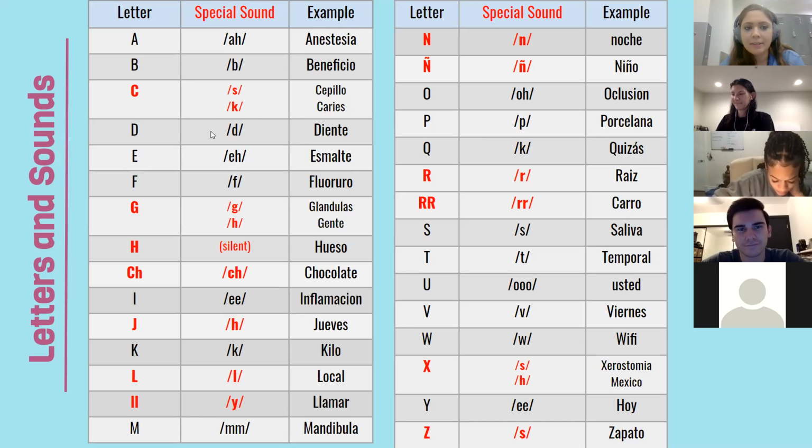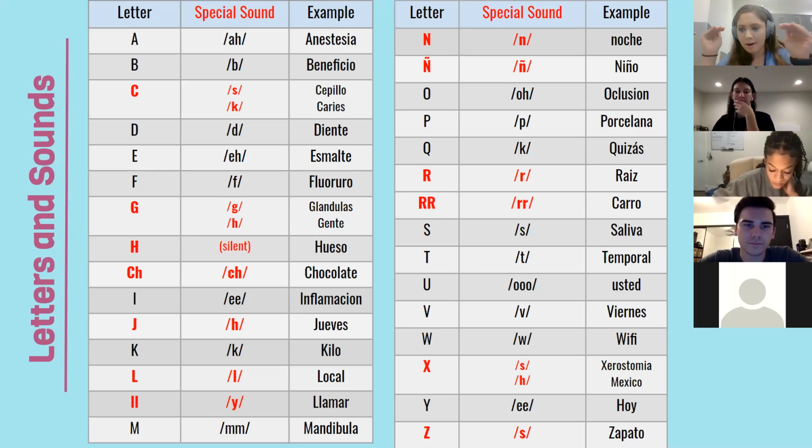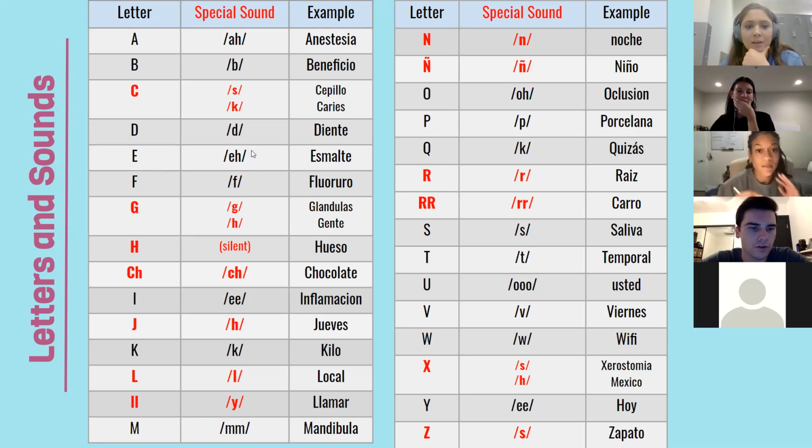Now for the D, it sounds the same as D. And here's a very important one, diente, and that's tooth. Don't worry about having to write down which one is which. Soon we're going to have a vocabulary list. Now for the next one, the E, it sounds like E. For example, esmalte.